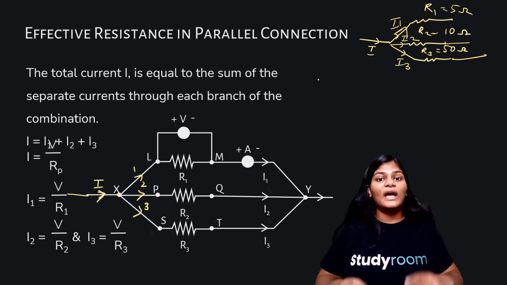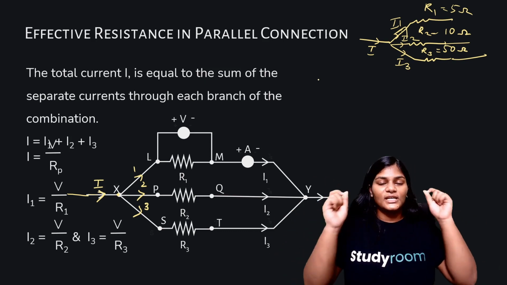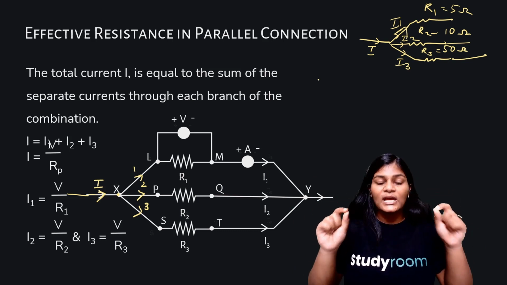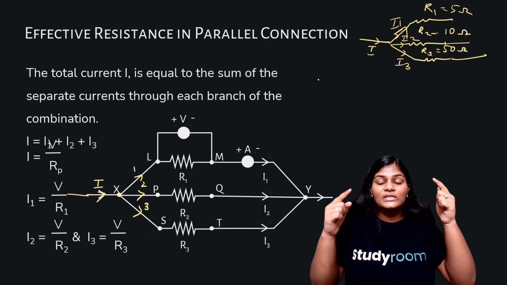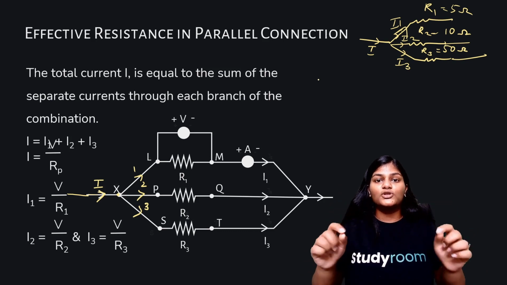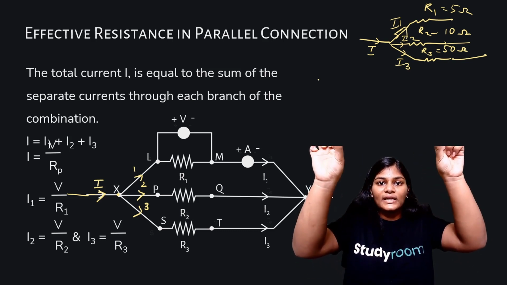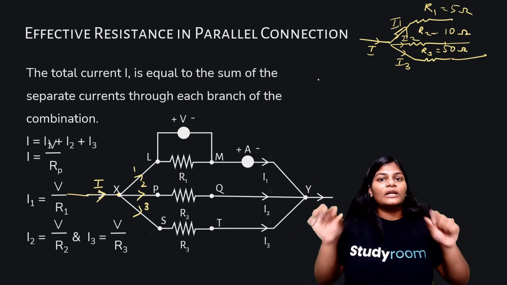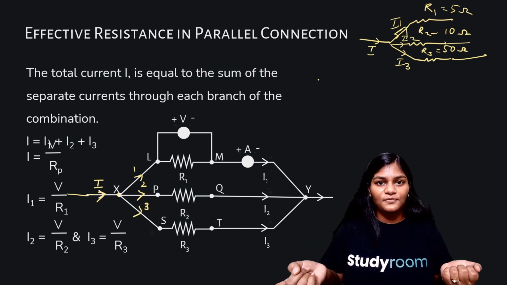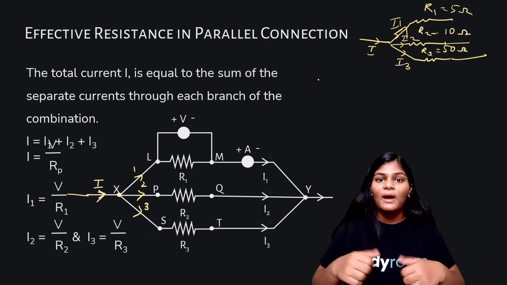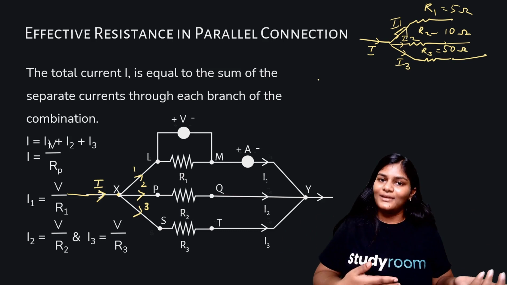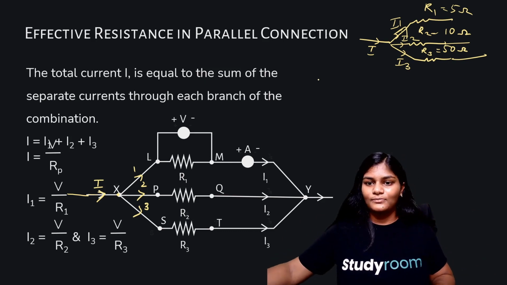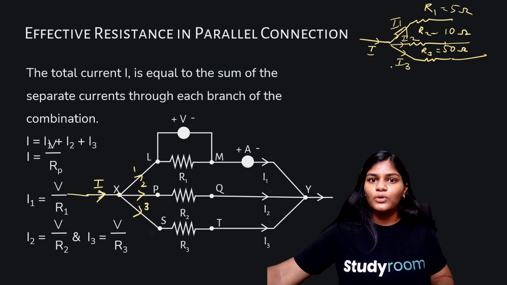But in parallel, what happens? Because the resistors are connected across the same 2 points, we studied that potential difference is across 2 points. So, because R1 is connected across the same 2 points, R2 also and R3 also, the potential difference across each is the same. So, what is different? The current is different. So, what happens here? There are 3 currents, I1, I2, I3.